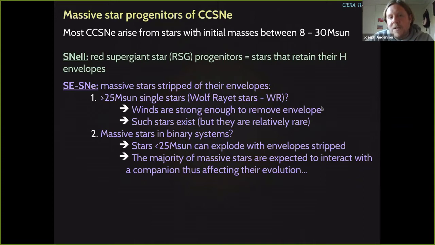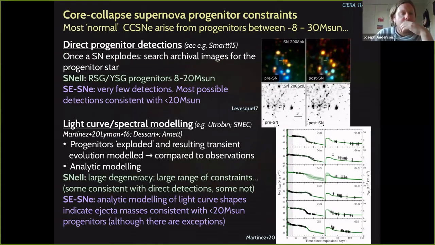The difference here is that if you have a star in a binary system, then you don't have to rely just on the winds to remove the outer envelope. And this means that stars with initial masses less than 25 solar masses can explode as stripped envelope supernovae. We also know that the majority of massive stars are expected to interact with a companion and thus affect their evolution. Okay, now I have a couple of slides on what the core collapse supernova progenitor constraints are, a summary of the literature.